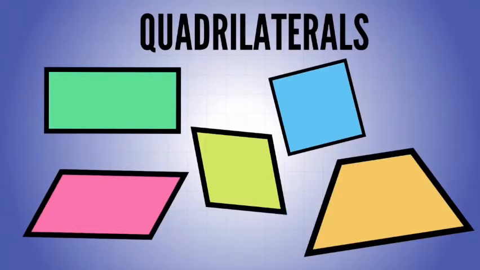What is also important is that all the interior angles, when added up, in each one of these add up to 360 degrees. 360 degrees inside of a quadrilateral. That doesn't change, but there are some very important and special quadrilaterals that we're going to be talking about right now.